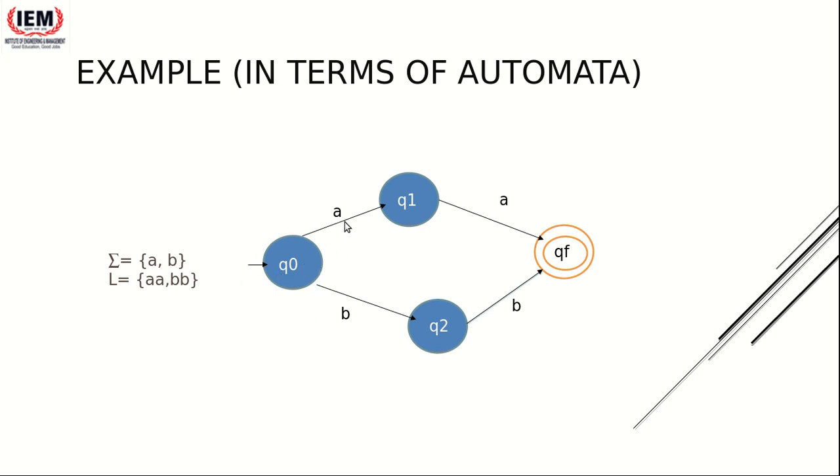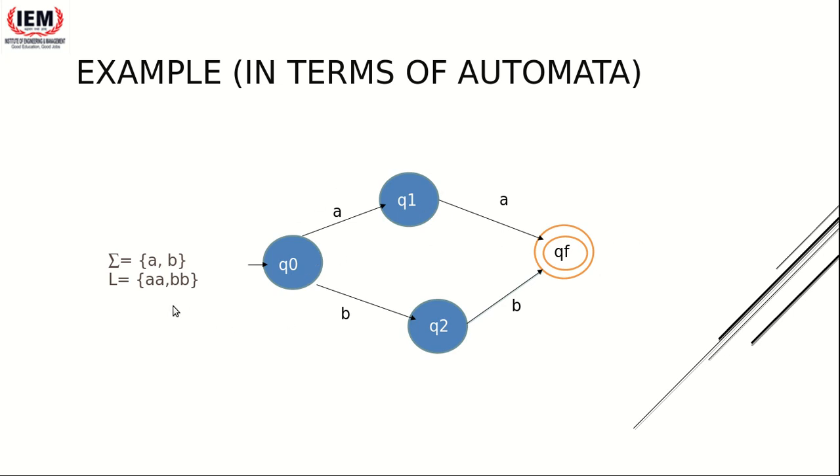From Q0 on getting A, I go to Q1 state. From Q0 on getting B, I go to Q2 state. Again, from Q2 on getting B, I go to QF state, and from Q1 on getting A, I go to QF state, and over here QF is the final state. How to denote a final state? It consists of a double circle. All the states are single circle, this is a double circle.